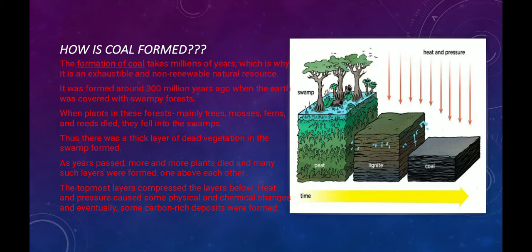As years passed, more and more plants died and many such layers were formed, one above the other. The topmost layer compressed the layer below. Heat and pressure caused some physical and chemical changes, and eventually some carbon-rich deposits were formed. These carbon-rich deposits were found out to be coal.